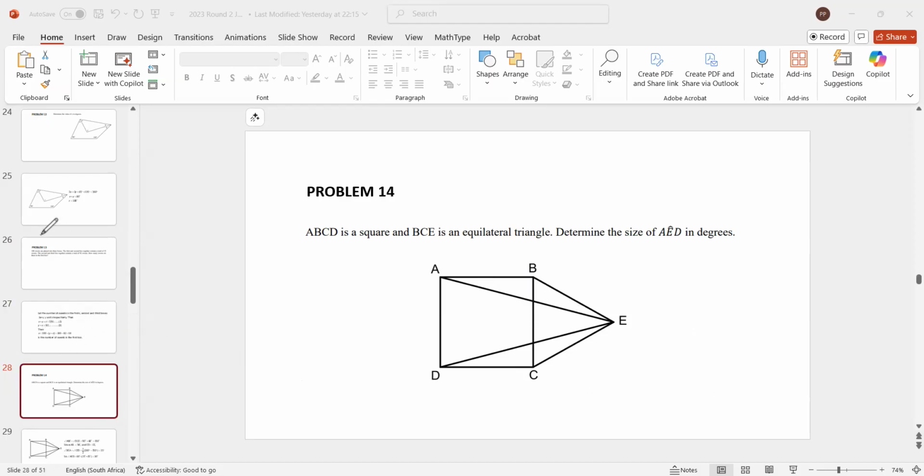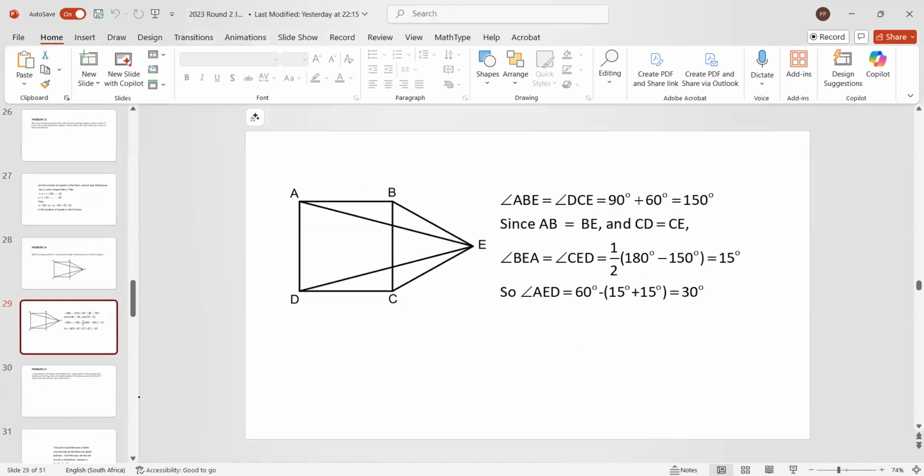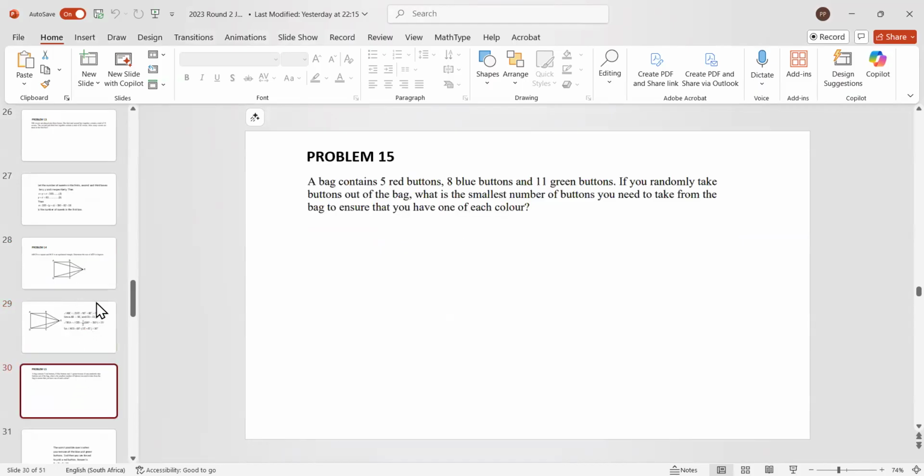And let's just see if that is what I said. Yeah, you can see right at the end of this, you've got 30 degrees. All right, so let's just get on to the next problem. So what does the next problem state? Going to problem 15. The bag contains red buttons, blue buttons, and, well, 5, 8, and 11.